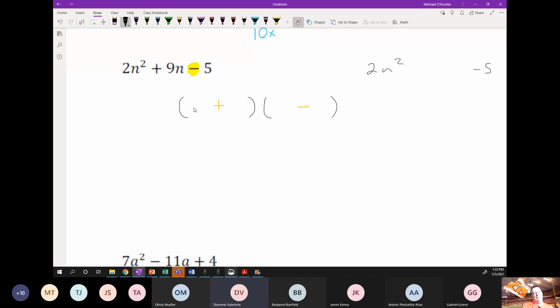Okay, so it's 1x plus 5 because 5 times 1 is 5. And you put the 1 over there. And then 2x, or n rather, the same. And then you multiply the 5 and the 2 to get 10. And then the n and the -1 to get -1. So then that is 10 minus 1 is 9.